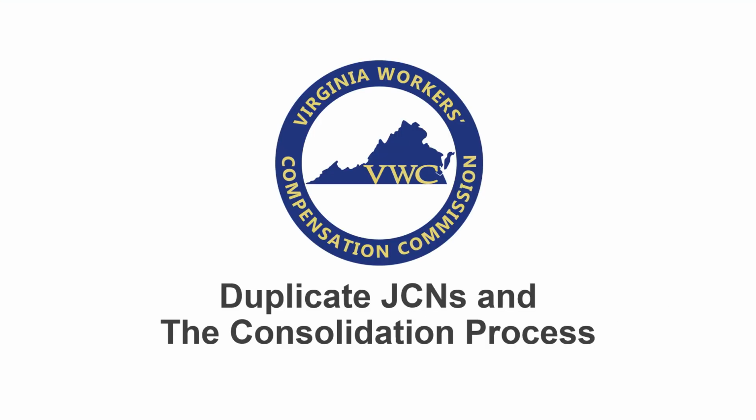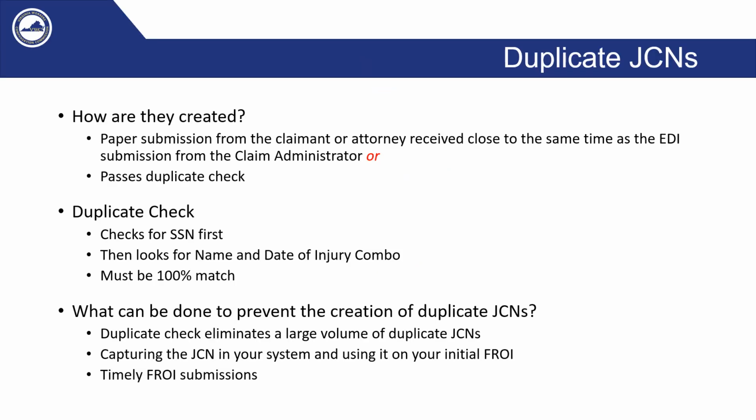Duplicate JCNs and the consolidation process. First, we will discuss duplicate JCNs. They get created for two reasons. A paper submission from the claimant or their attorney is received before or close to the same time as the EDI submission from the claim administrator, or it passes the duplicate check.